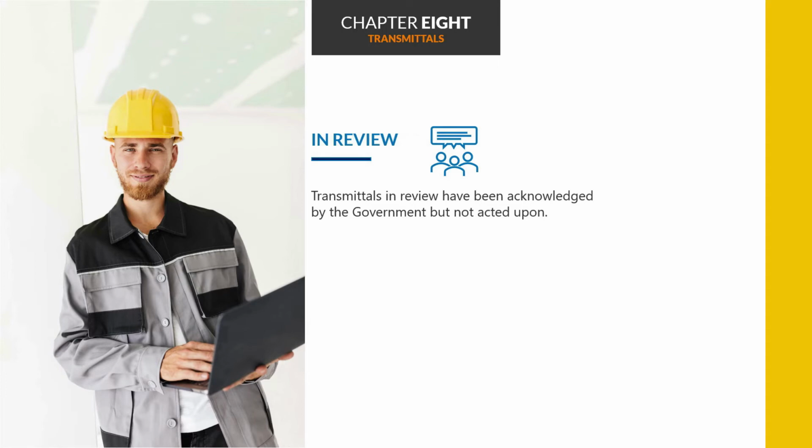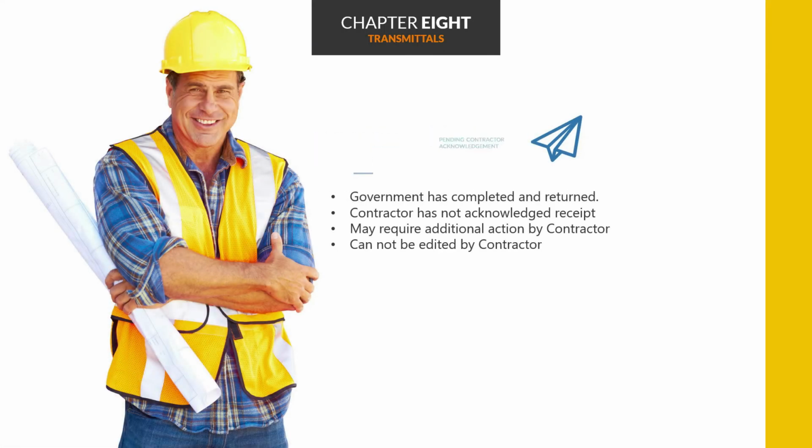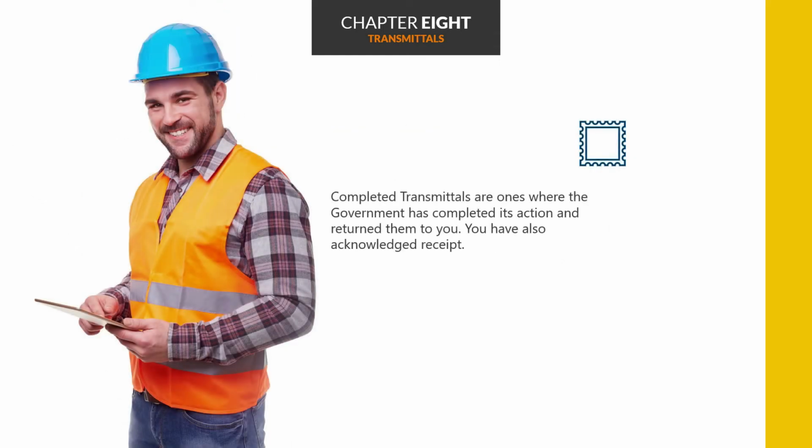Transmittals in review have been acknowledged by the government, but not acted upon. Pending contractor acknowledgement are transmittals the government has completed and returned. However, you have not acknowledged receipt. These transmittals may require additional action by you, so it's important you get to them in a timely manner. Completed transmittals are ones where the government has completed its action and returned them to you, and you have acknowledged you've received them back.